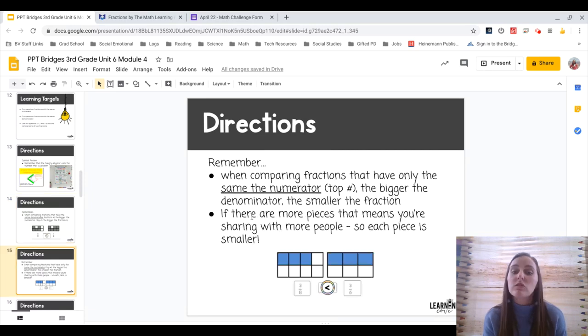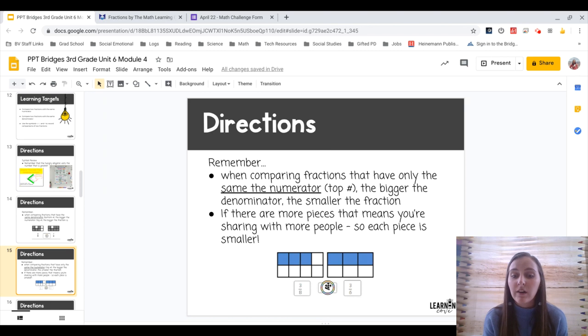Okay, now if we're switching to when the numerator is the same, in this example, we have 3/8 and 3/6. They are both 3 pieces. But you have to think about the bigger the bottom number, or the denominator is, the smaller the fraction is, because this means you're splitting it with more people. So here I'm splitting it with 8 friends, but here I'm only splitting it with 6. So as you can see, my piece out of 6 friends is bigger than my piece with 8 friends.